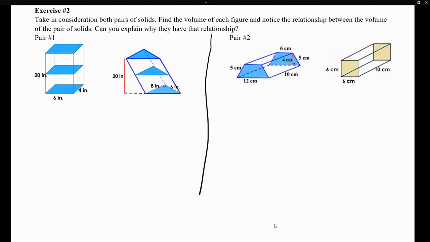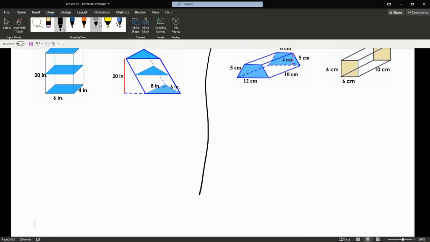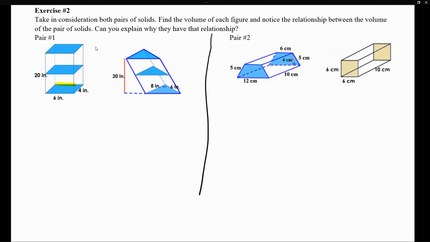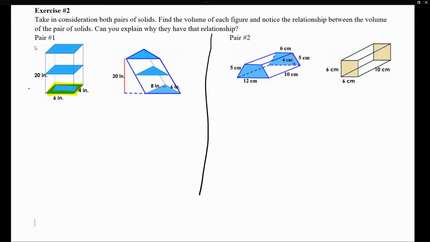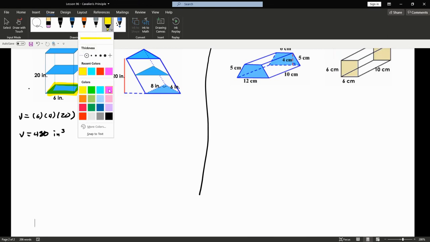Let's find the volume of the figure on the left-hand side. To find the volume, let's take a look at the base, which seems to be a rectangle. So we have a rectangular base, and we can see that the height is 20. The volume of this figure will be length times width times height, which is equivalent to 480 inches cubed.